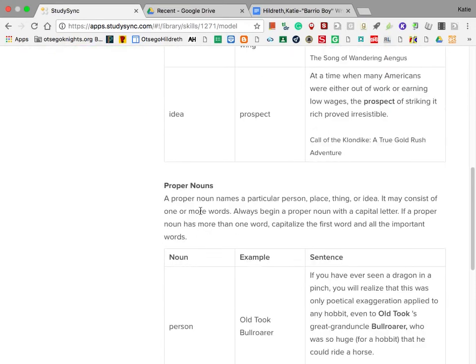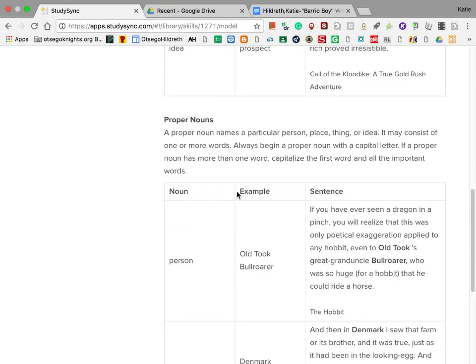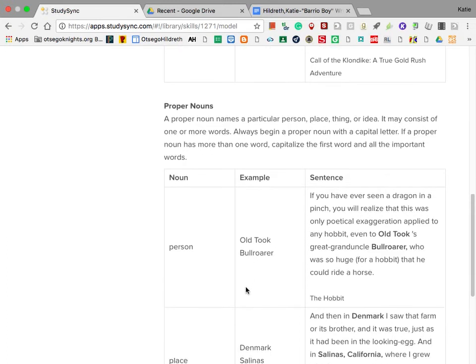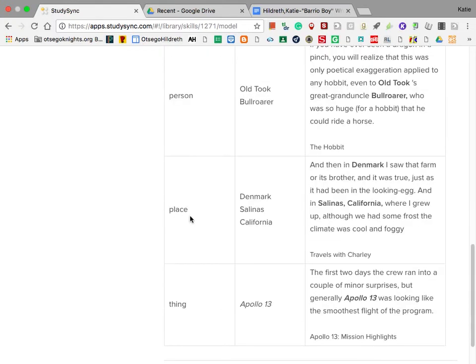For proper noun, you should make a note, if you didn't already do so, that it capitalizes the first word and all important words. You should have a noun and an example, and you should have person and the name of a specific person, like Old Took, Bull Roar, Otsego Nights, your name. Then a place, and you can list Denmark, Salinas, California, Tentagony, Hawaii.